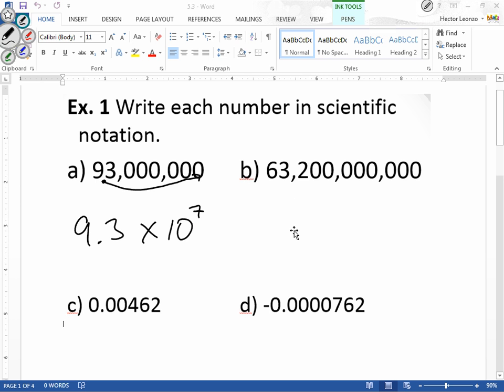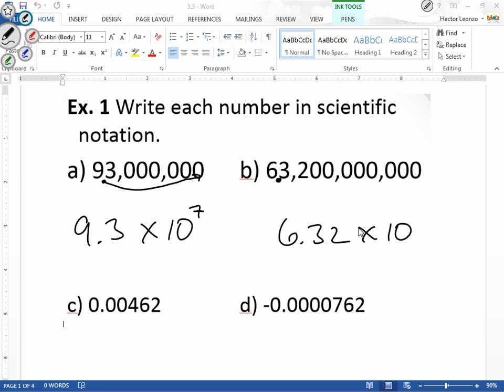Here, for example, I'm gonna place my decimal between the 6 and the 3. So it says 6.32. Once again, I want this number to be between 1 and 10. So once again, between the 6 and the 3. So I'm going to have 6.32 times 10 to a number. I notice that I want my number to be moved to the right 10 times. So I'm going to do positive 10.